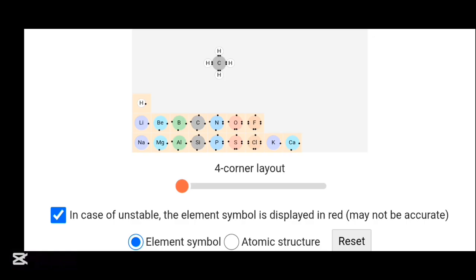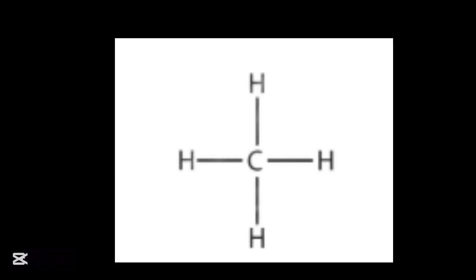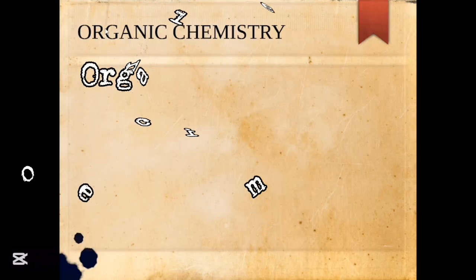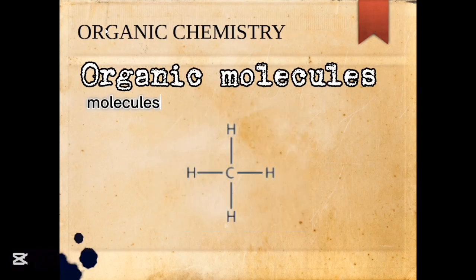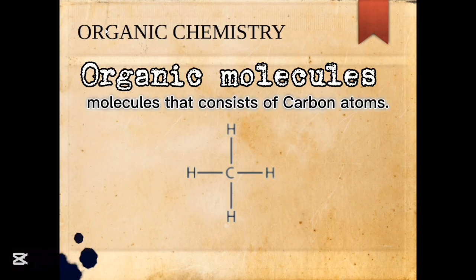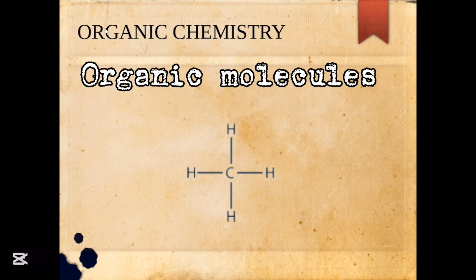And remember that for this carbon to be filled, it has to be filled with 8 electrons. If you can pair each electron with 1 electron from hydrogen, we can actually find 8 electrons paired. So in grade 12, we'll be using lines to show the paired electrons. Okay, let us try to understand what are organic molecules. Organic molecules are molecules that consist of carbon atoms. This is an example of an organic molecule or organic compound because it consists of a carbon atom and 4 hydrogen atoms.